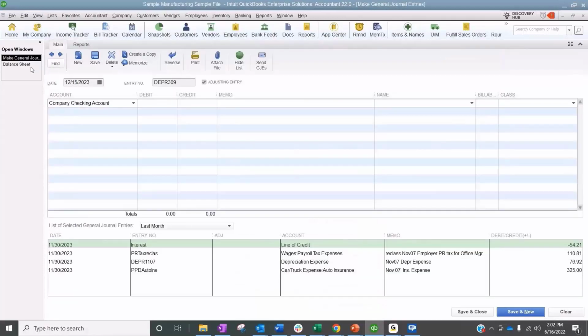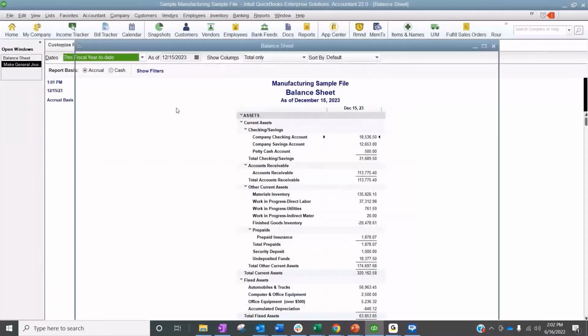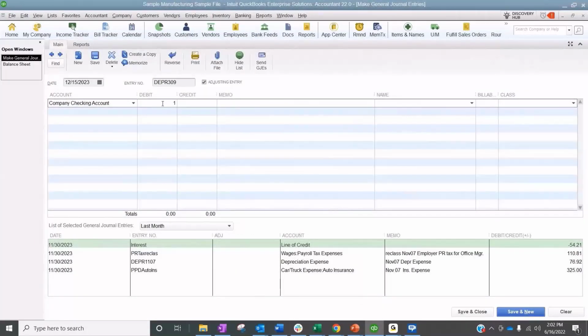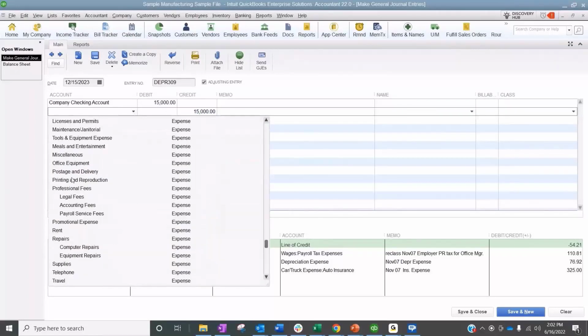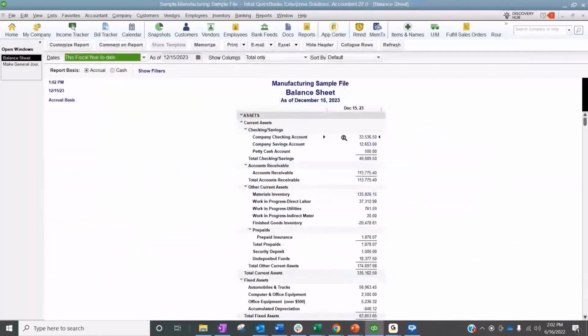So right now I have $18,000 in the checking account. If I add an additional $15,000 debit, it's a natural debit to make it go up, to make it be positive. I'm just going to throw it to something for right now, just so you guys can see it. When I hop back to my balance sheet now, it says $33,000 because it went up.